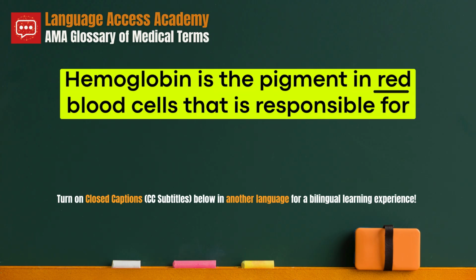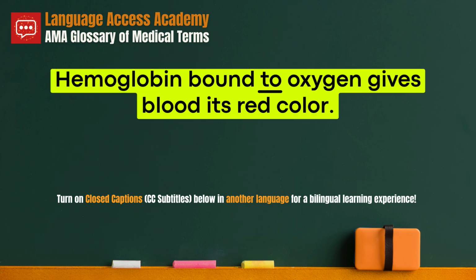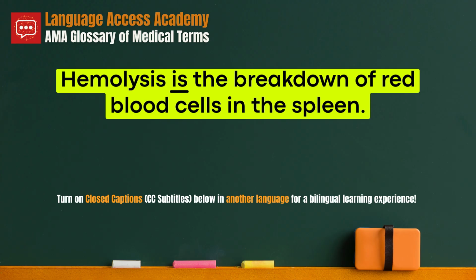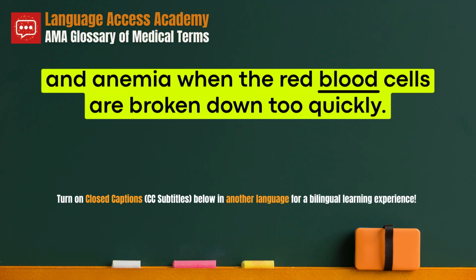Hemoglobin is the pigment in red blood cells that is responsible for carrying oxygen. Hemoglobin bound to oxygen gives blood its red color. Hemoglobinuria means there is hemoglobin in the urine. Hemolysis is the breakdown of red blood cells in the spleen. This is a normal process, but it can cause jaundice and anemia when the red blood cells are broken down too quickly.